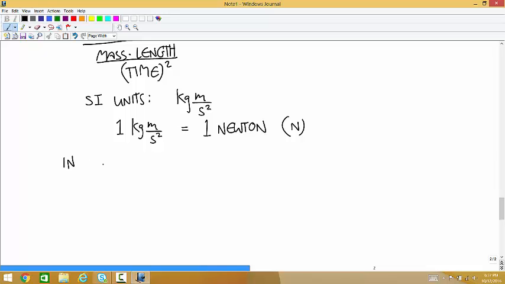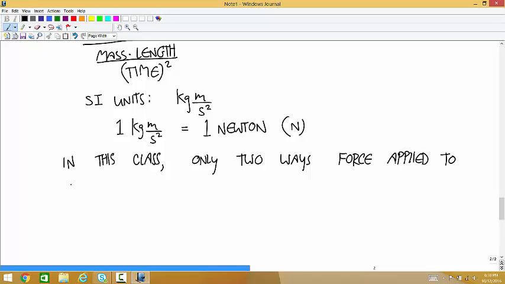In this class, there are only two sources of force. Only two things can apply force to an object. Only two ways force is applied to an object. The first is gravity. And the force applied to an object by gravity is called the weight.